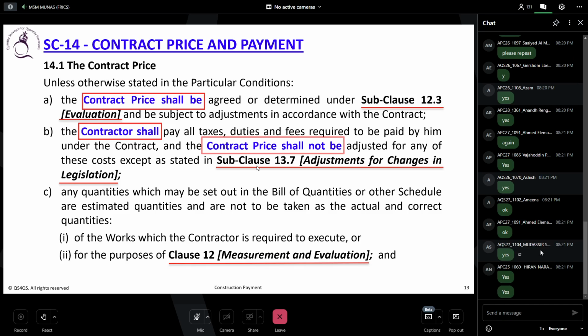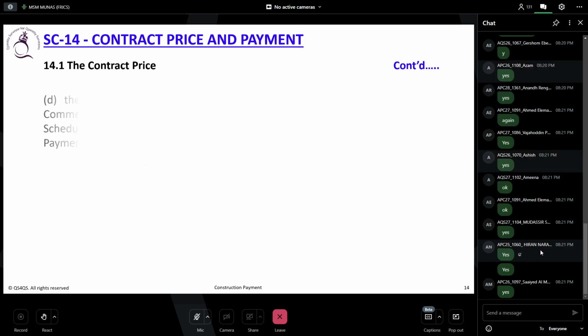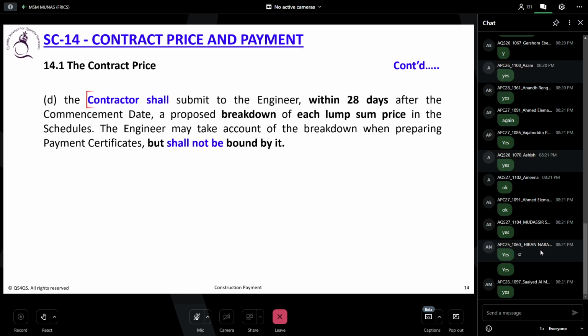Okay, then let's continue. The contract price and the payment. Let's talk about the continuation. D: the contractor shall submit to the engineer its obligation within 28 days after commencement date. The proposed, it's another problematic area. Proposed breakdown of each lump sum price. Don't read further. Stop there.